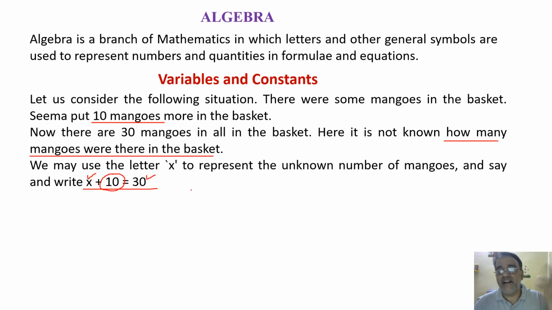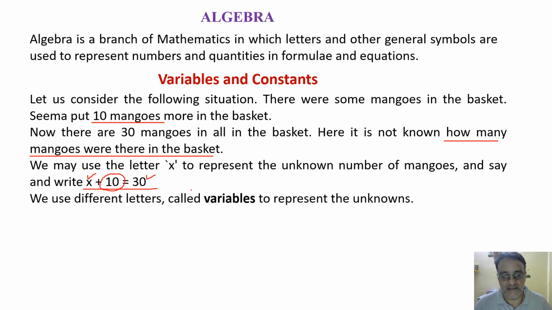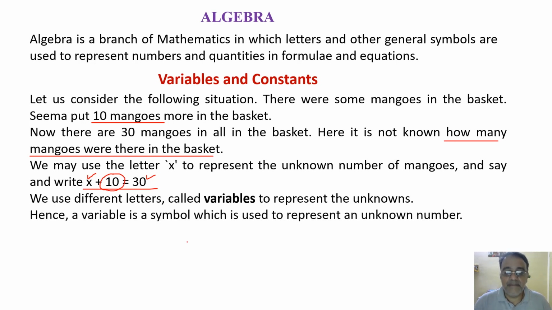So we use different letters. Either we can use Y also, we can use A also, we can use Z also, M also, and P also, right? And these letters are called variables to represent the unknown numbers. Okay, and hence a variable is a symbol which is used to represent an unknown number, and the value of the variable is not fixed.